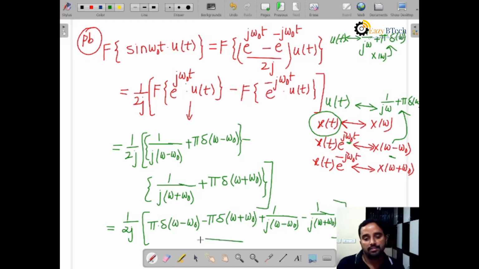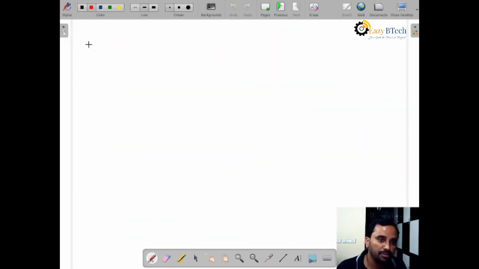Okay, so this is the answer for sin omega naught t u of t. For example, if we have sin 2t u of t, omega naught is 2. So in the place of omega naught we get 2 here, 2 here, 2 here, 2 here. That is omega naught. In the same fashion we can do cos omega naught t u of t.